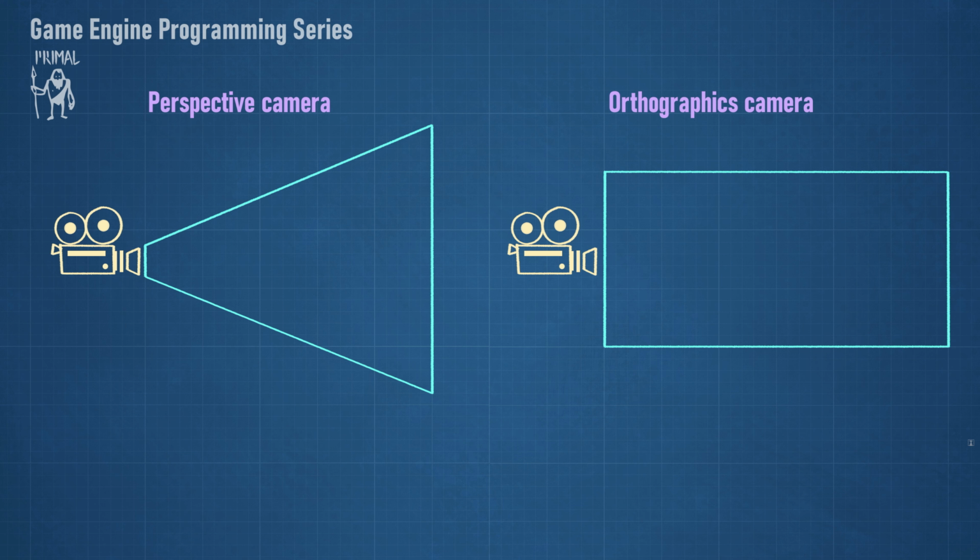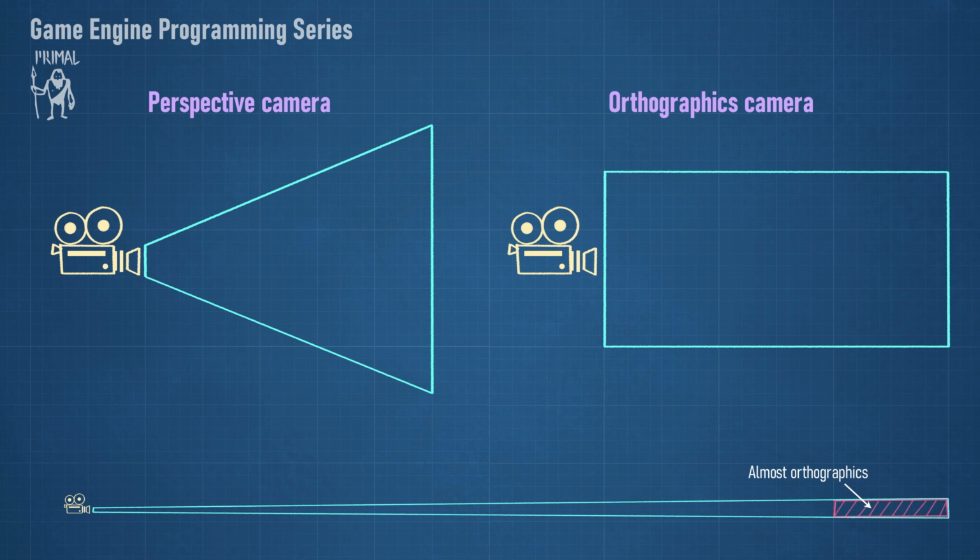The second projection type is the orthographic projection, in which the size of objects doesn't depend on their proximity to the camera. You might think that this kind of projection is physically impossible. However, if the camera is really far away and zoomed in on a small part of the scene, the projection looks more and more orthographic.